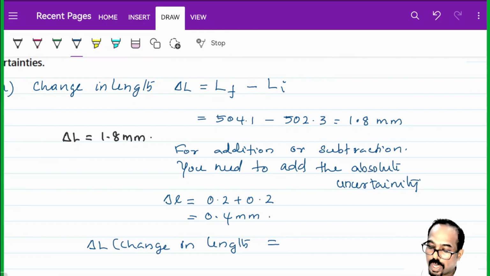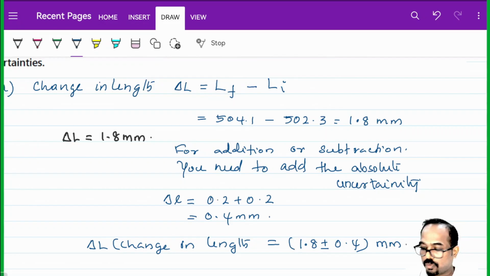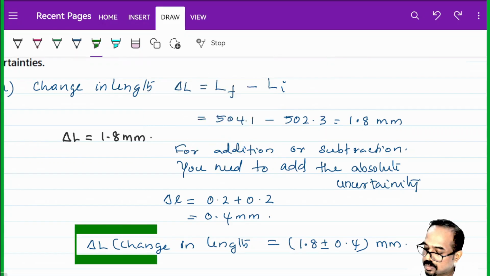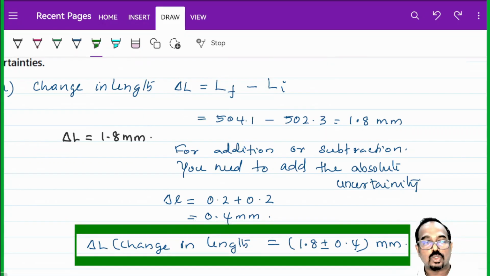So what is the value of change in length from the calculation? You got it as 1.8 mm. You need to represent it with the plus or minus the absolute uncertainty in the measurement, 0.4 mm. So either you can write 1.8 mm ± 0.4 mm, or you can write it in a bracket and represent like this. So this is the answer for the first part.